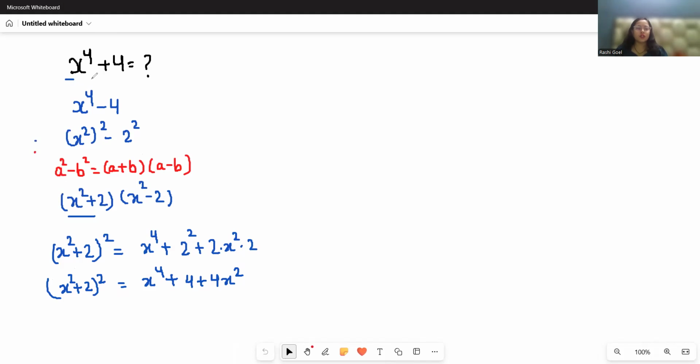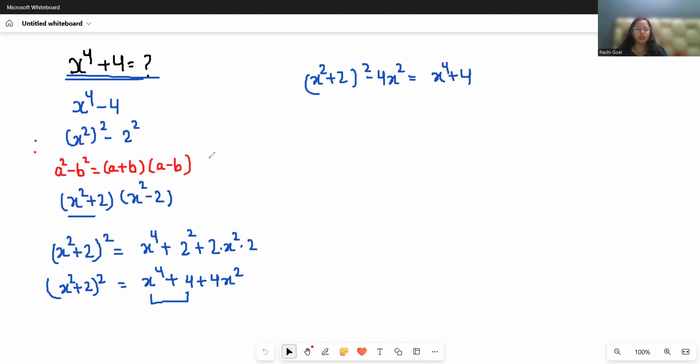Now as per the question, we have to find the value of x power 4 plus 4. If I take out the value of this, it becomes (x square plus 2) whole square minus 4x square. This is equal to x power 4 plus 4.